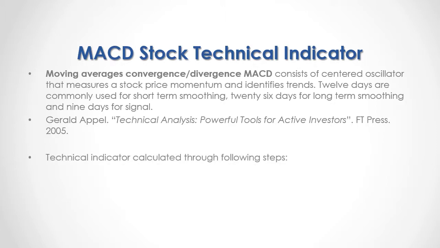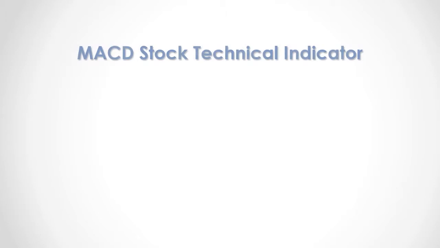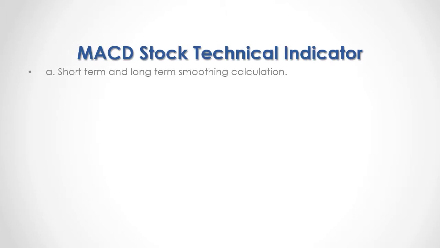The technical indicator is calculated through the following steps. A. Short-term and long-term smoothing calculation. Short-term and long-term smoothing calculation is done through exponential moving averages. Therefore, here we have the formula for the short-term smoothing calculation, in which the current period 12 days exponential moving average of close prices is equal to 2 divided by 12 plus 1, multiplied by current period close prices minus previous period's exponential moving average, and to that result we add the previous period's exponential moving average.